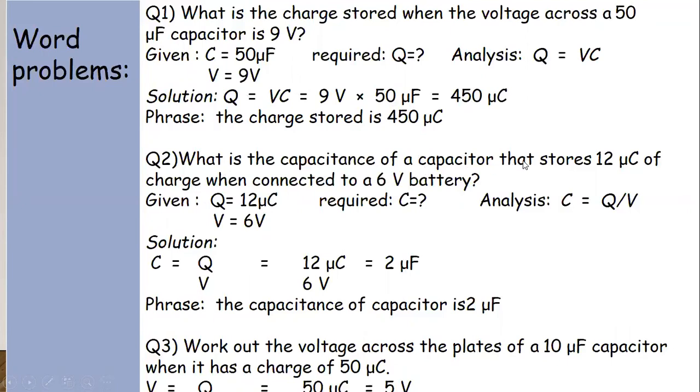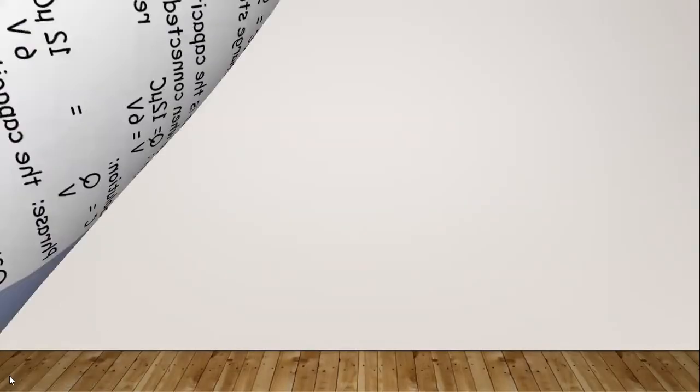Second, what is the capacitance of a capacitor that stores 12 microcoulombs of charge when connected to a 6 volt battery? We need to find the capacitance, and capacitance is equal to Q by V. Q is 12, and 12 by 6 is 2 microfarad. So the capacitance of that capacitor is 2 microfarad.